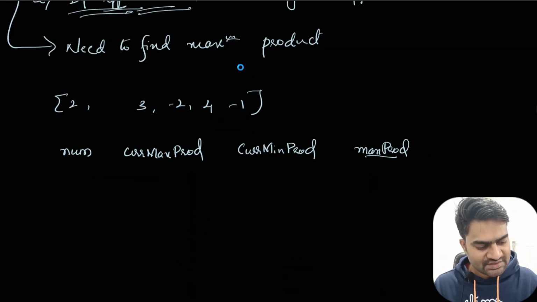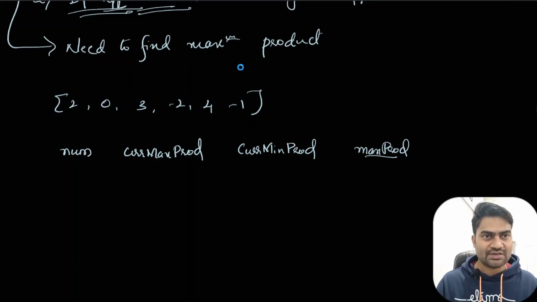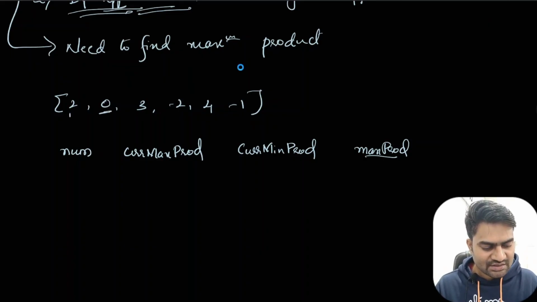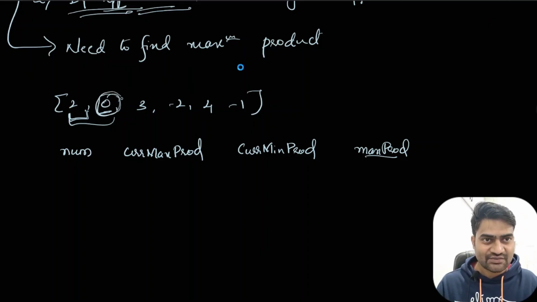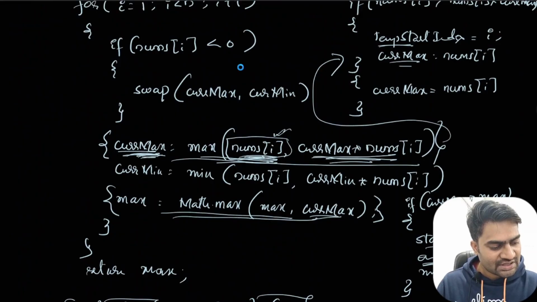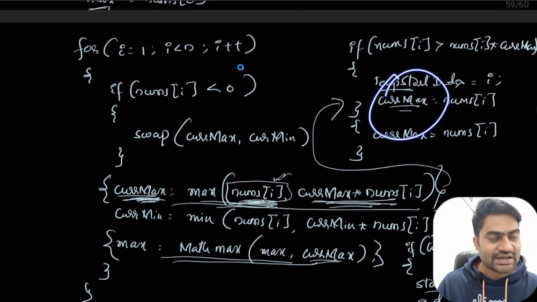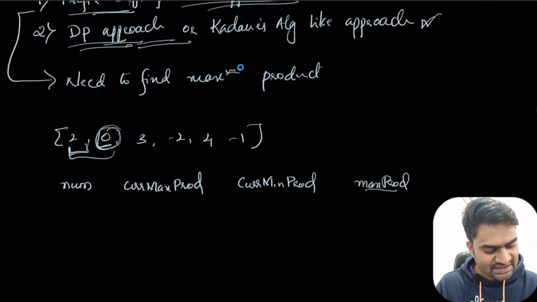Assume along with this there is also 0 in between. If there is 0, then we can ignore this part, right? Because this really does not contribute to the maximum product. So if I want to reset something here, then I should get this reference, right? That is what we are doing with this particular logic, so we can see that here.